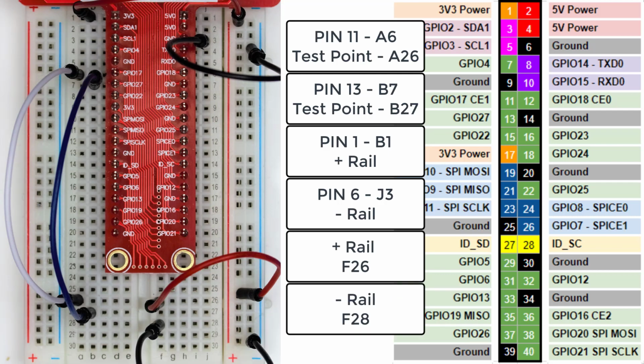The final test pin that we will need is a ground, so connect to the negative rail, and then the other end, I have mine connected at F28. As long as you don't put it on the same row as the positive, it doesn't really matter what the other side is connected to. We'll be moving this as we do our tests.